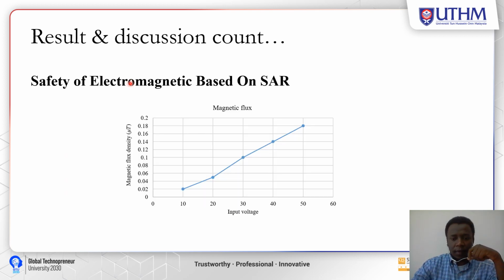So this one is the electromagnetic safety based on the SAR, the magnetic field, and the input voltage. As the input voltage increases, the magnetic field also increases. But the magnetic field here is below the standard limit, so it's still safe for humans and animals.